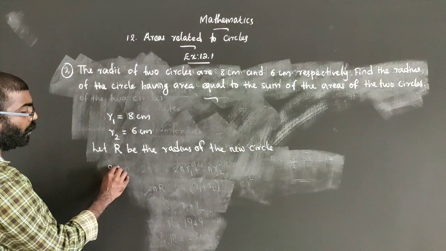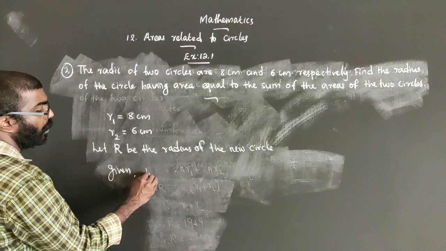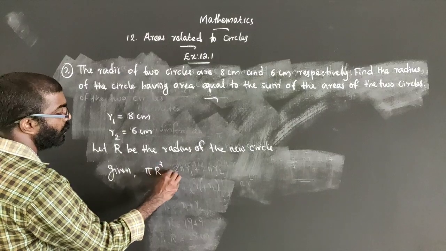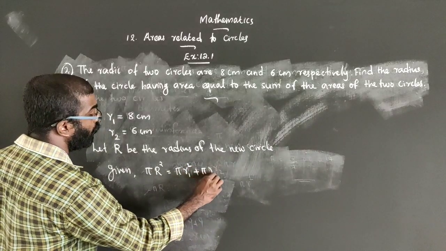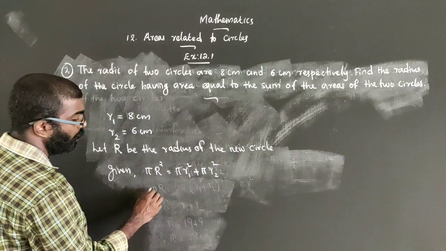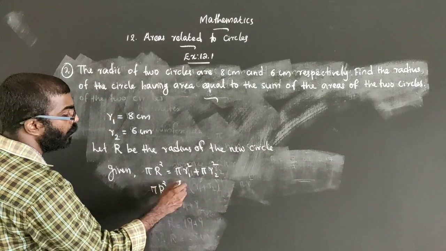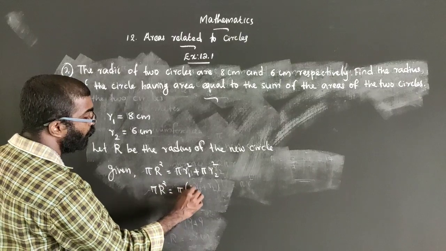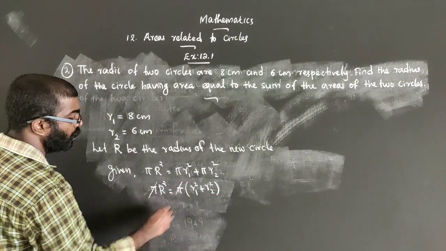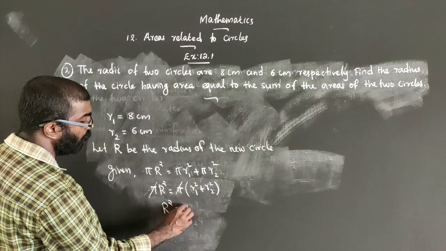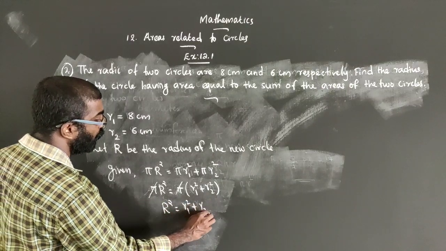So according to the question, we can write πR² = πr1² + πr2². That is, πR² is equal to π, we can take it common, π(r1² + r2²). π we can cancel. R² is equal to r1² + r2².